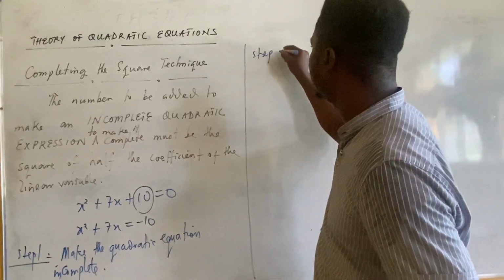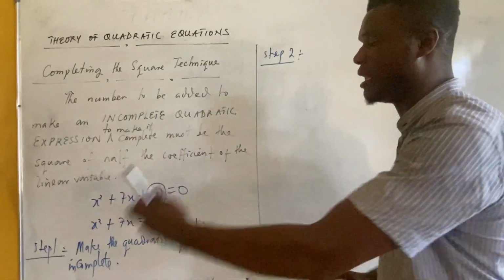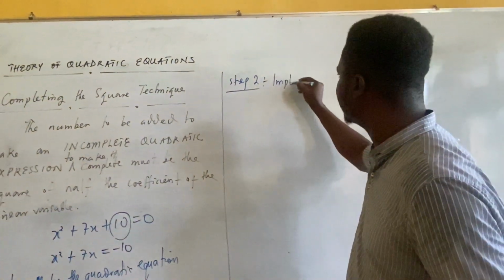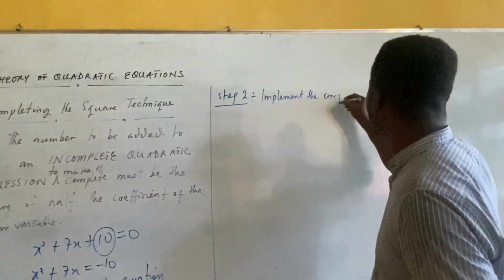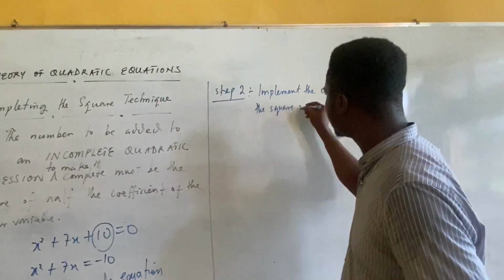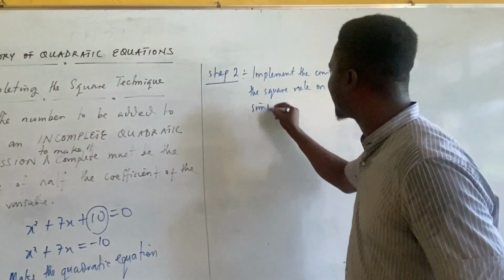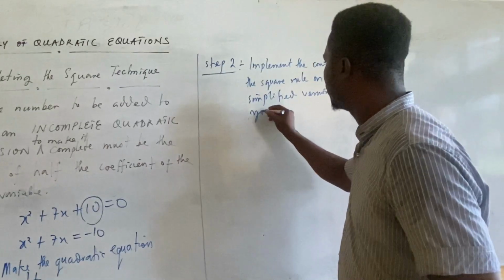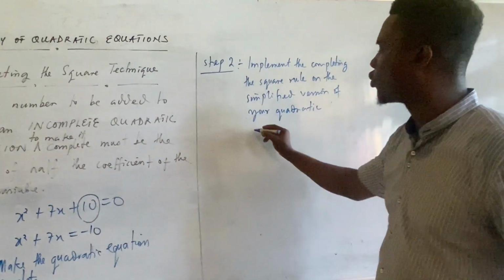Okay? So in step 1, you make the quadratic equation incomplete by taking away the constant term from the left-hand side to the right-hand side, and then in step 2, you would implement the completing the square rule on the simplified version of your quadratic equation. Now, what do we mean by the simplified version of your quadratic equation?